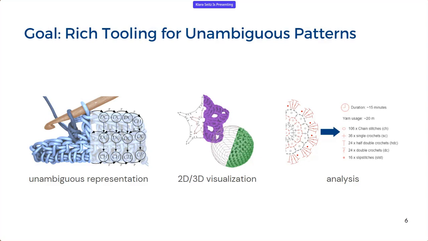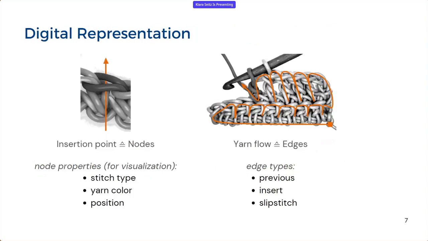We can try to analyze whether the chart should actually be flat, or the thing that we're making is going to be flat, what shape it is going to have, and also obviously how many stitches we're using, maybe even how much yarn or how long it's going to take. So for the representation, one quick step back of how crochet works basically.